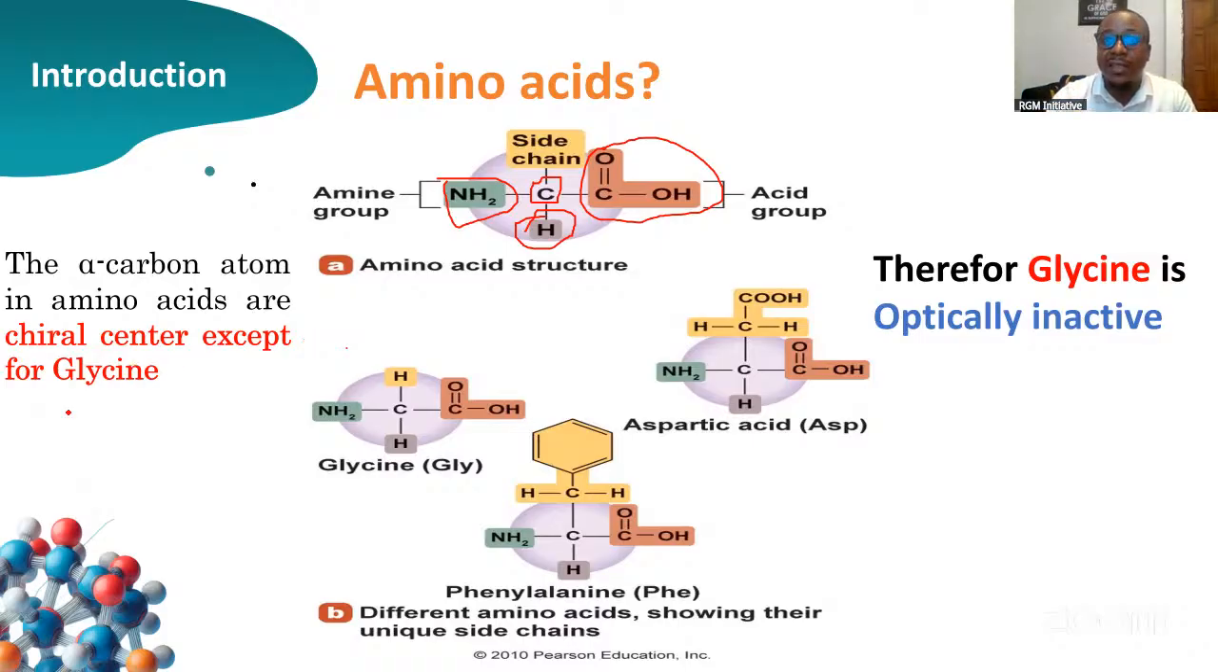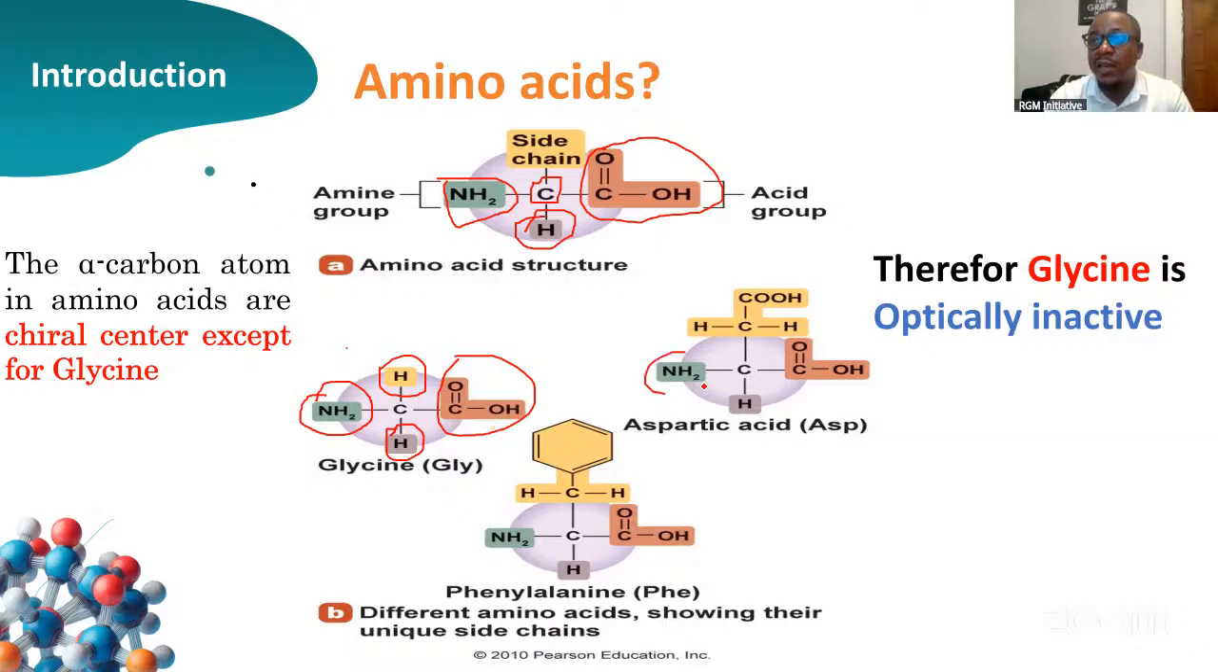Now, if you look at this, for glycine, we have an amino group, we have a carboxylic group, that is 2 now. Then we have 2 hydrogens. So you can see that 2 are the same, 2 are different. But for us to have a chiral center, the 4 of them must be different.